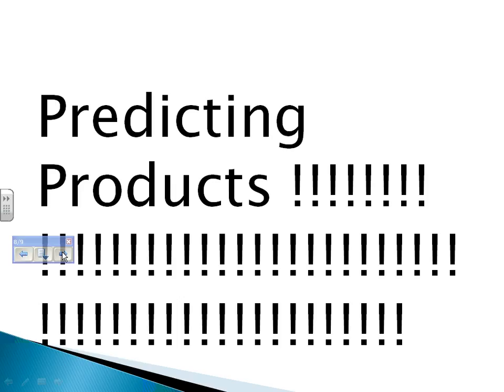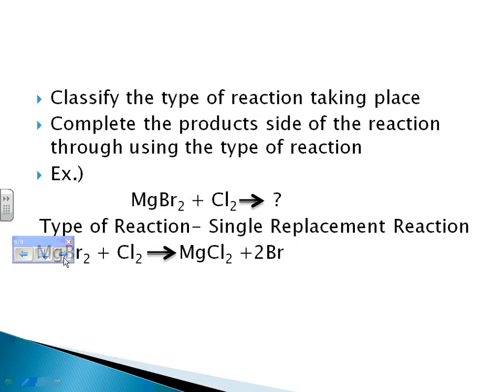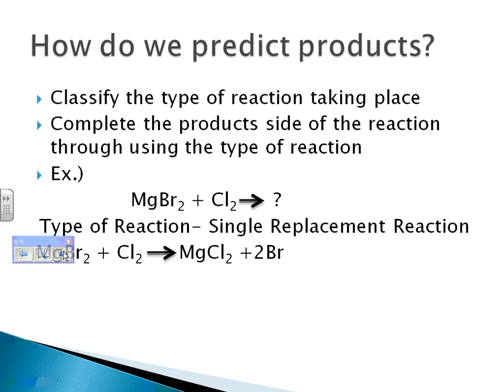Like seeing into the future? Kind of. To predict the chemical products, we must first classify the type of reaction taking place using the types of chemical reactions we just learned. Then, we must complete the products on the side of the equation as shown in the example. And that's essentially all you need to know to balance chemical equations.